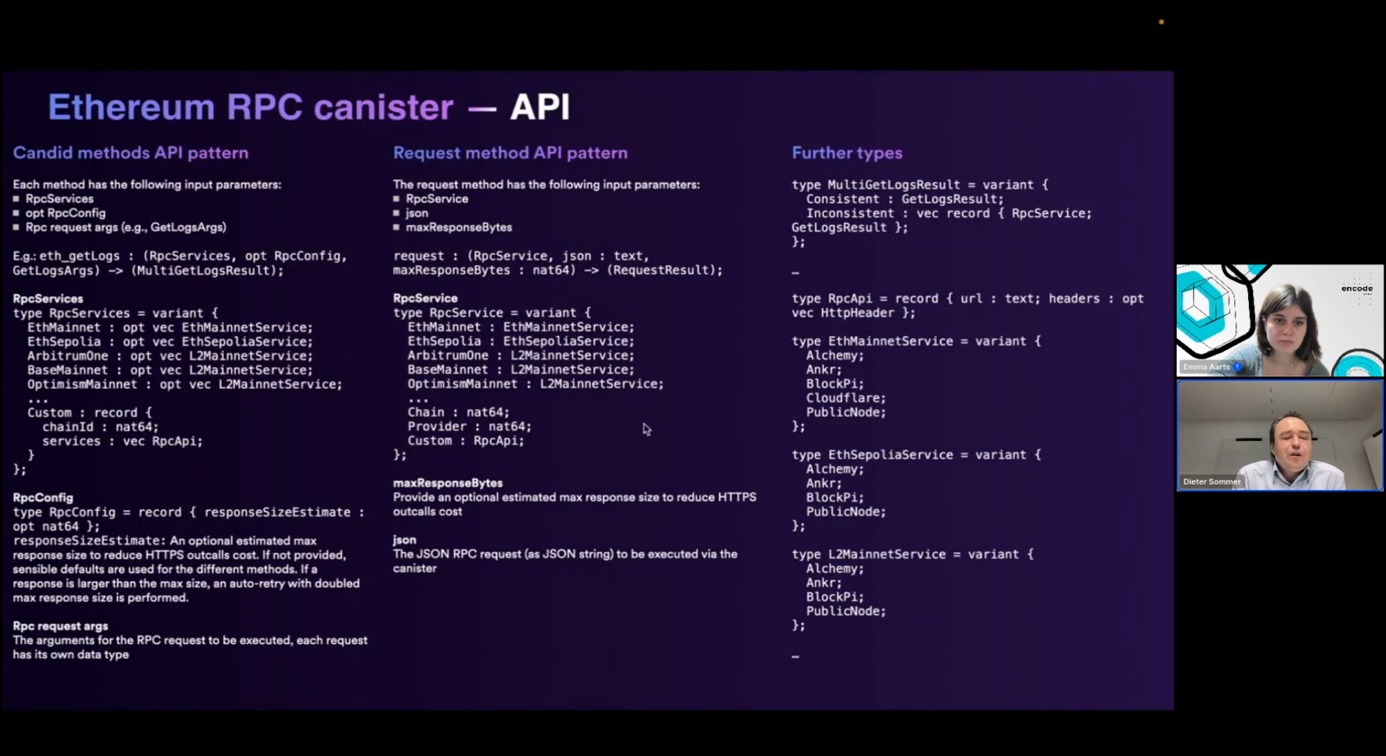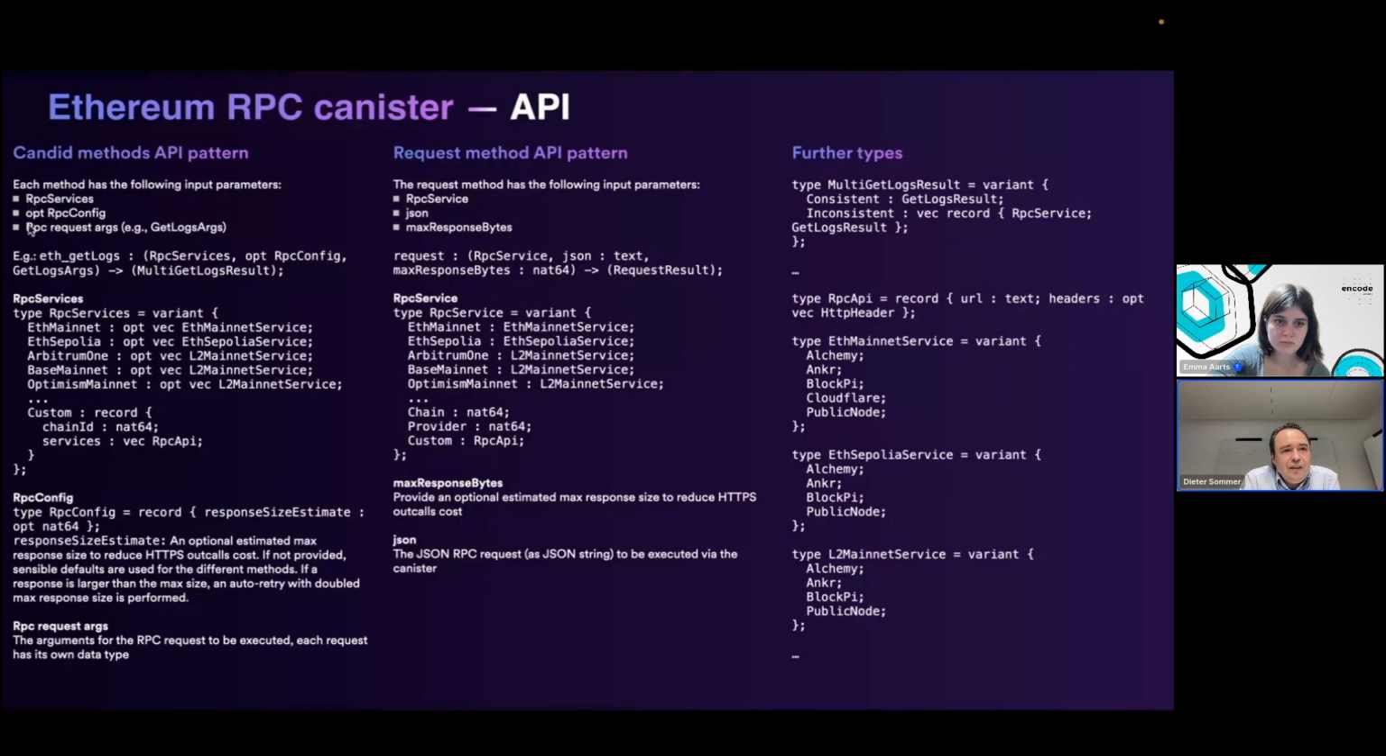Now, a bit more detail about the API. The candid methods we saw before on the left side have a very simple API pattern. All of the methods have the same pattern. Let's look at one example here, ETH get logs. They accept RPC services, plural, then an optional RPC config, and depending on the method, specific arguments, like the get logs args here. Then there's a specific response per method coming back, like here the multi get logs result. Multi here alludes to multiple RPC providers being called, and there is some more metadata about whether they all said the same thing, and we have consensus on their responses.